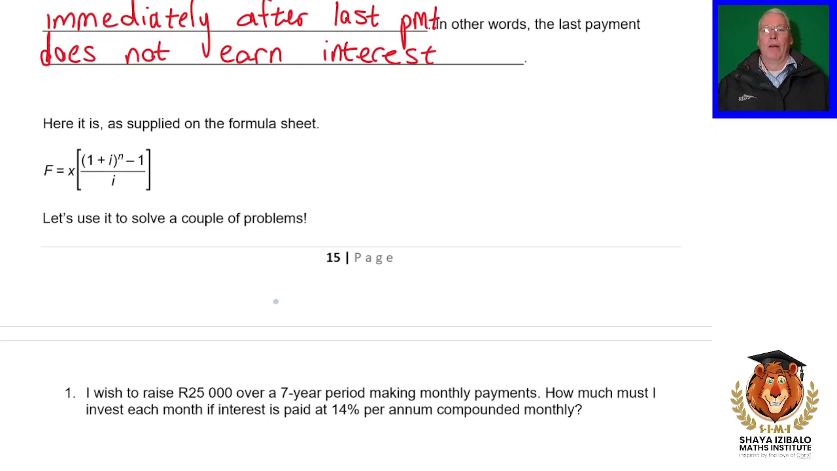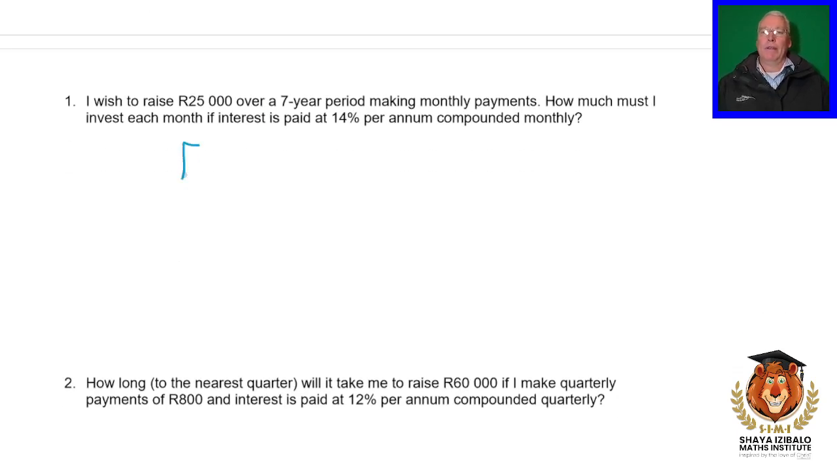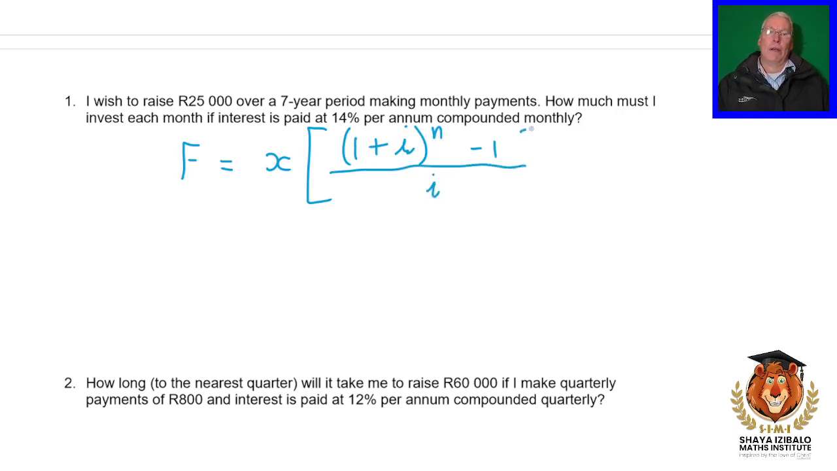So I'll write the formula down each time. Here it is. F, the future value of some payments, is X, 1 plus I to the power of n minus 1 over I. So I wish to raise 25,000 Rand. That's how much I want to end up with over a 7-year period, making monthly payments. And the question is, how much must I invest? What must X be? What's the monthly payment?